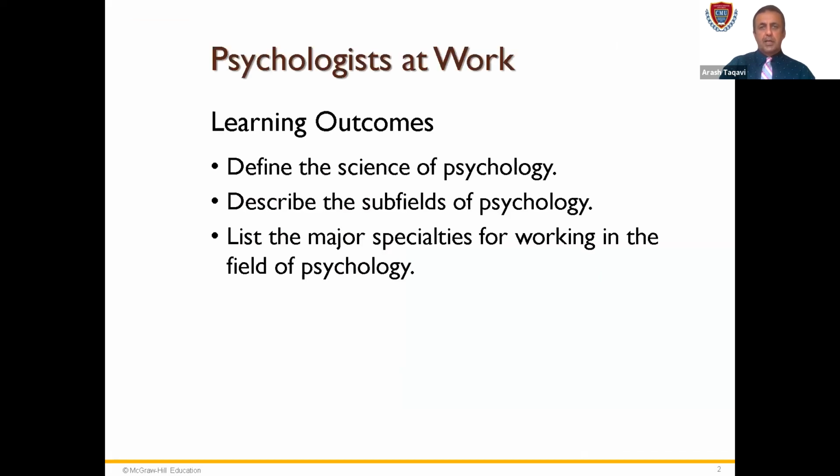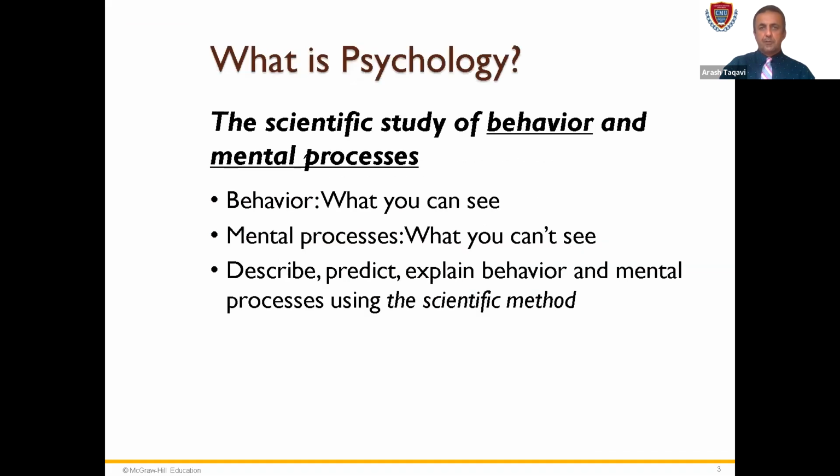First topic is psychology at work. Learning outcomes are: define the science of psychology, describe the subfields of psychology, and list the major specialists working in the field of psychology.